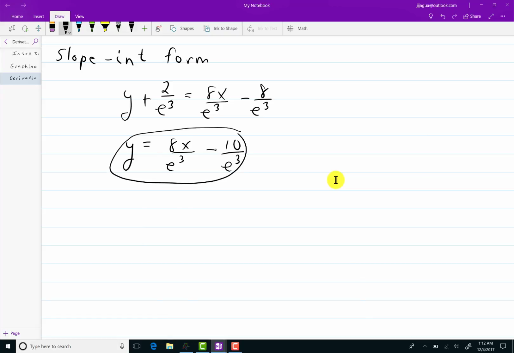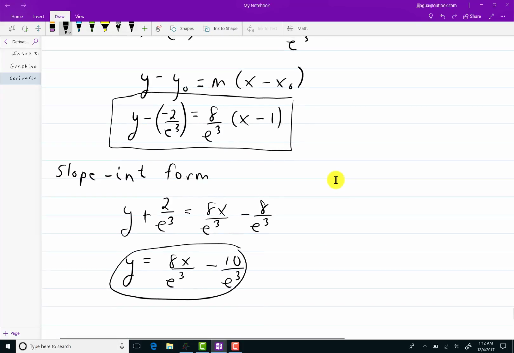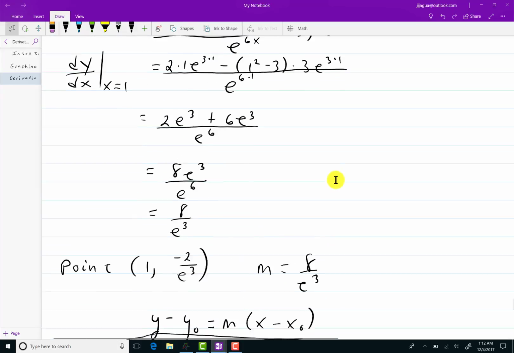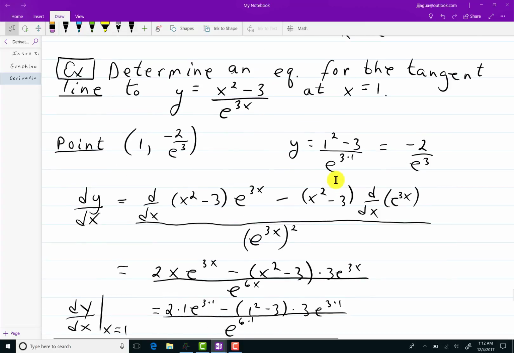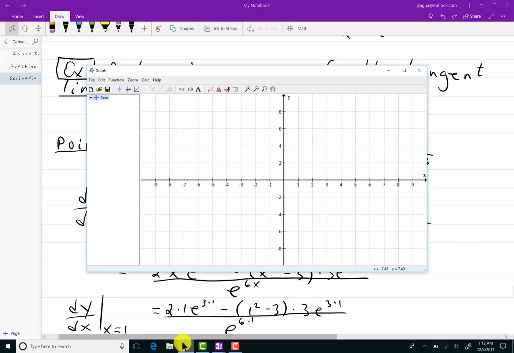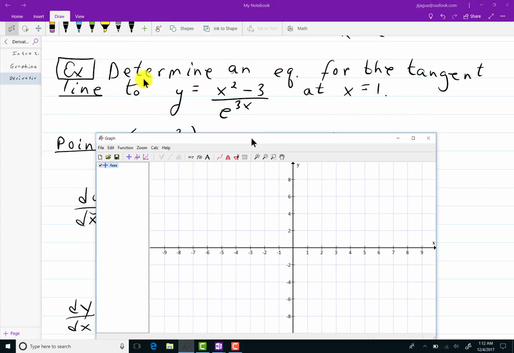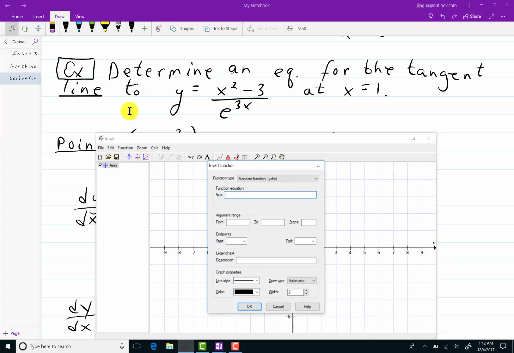What I want to do is check it on a graphing device. So let me go back to the actual function itself, x squared minus 3 over e to the 3x. So I'm able to put that into my graphing program. I'll insert a function. So you type it practically as is, except x squared has to be x caret 2. So I get x squared minus 3 divided by, to be on the safe side, I better do e to the, and I need 3x in parentheses as well.